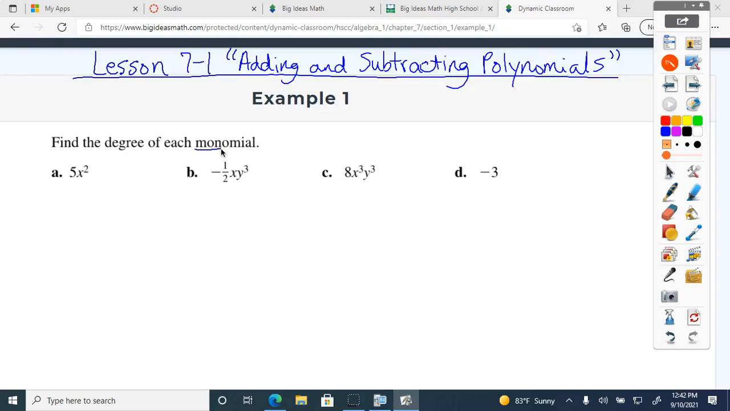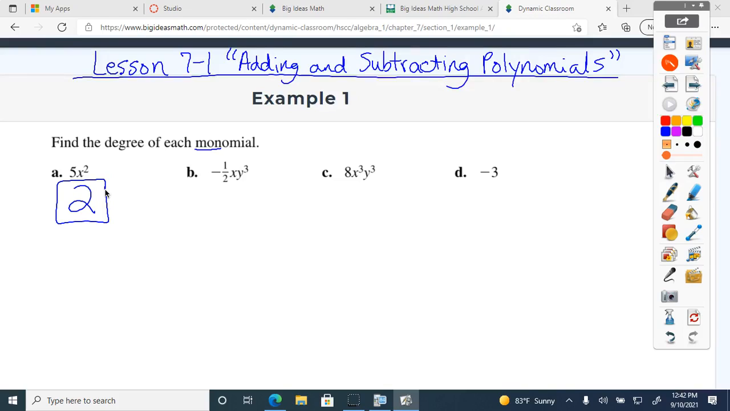Okay, the degree of the monomial is you take all the exponents of the variables and add them together. Okay? If there's only one variable, do you have to add anything? No. So what is the degree of A? 2. Easy as that. Okay? B has a degree of what?